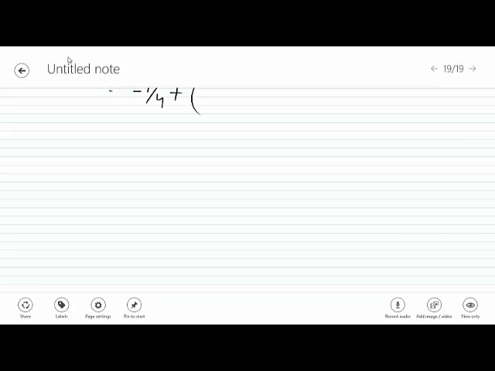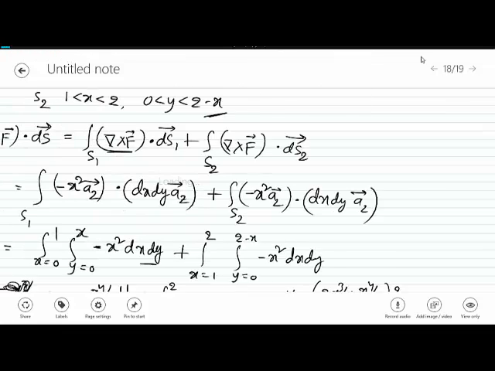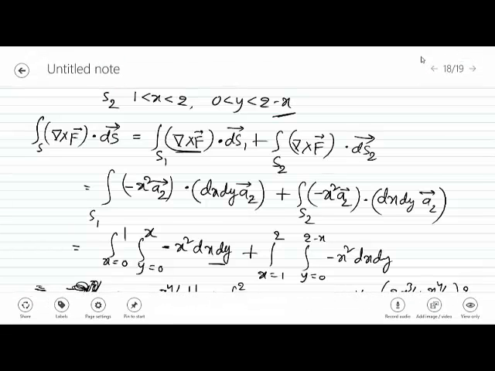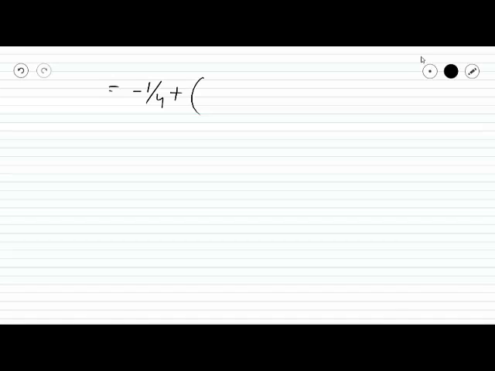So we got minus 1 by 4 plus, and then we got minus 2x cubed by 3 plus x power 4 by 4 over the limits of 1 to 2. Okay, right? So minus 2x cubed by 3 plus x power 4 by 4 over the limits of 1 to 2.